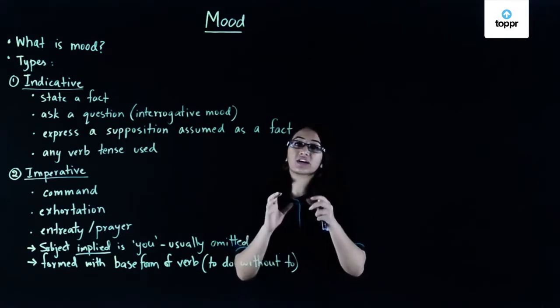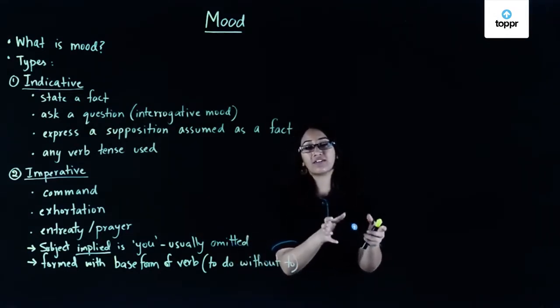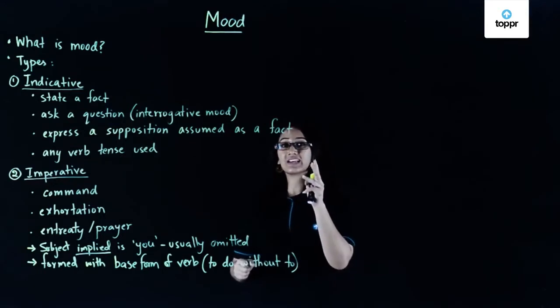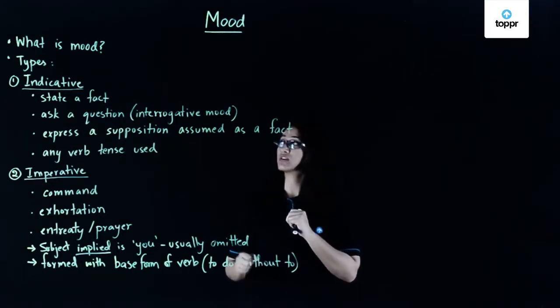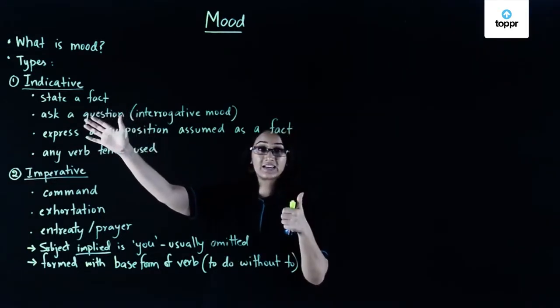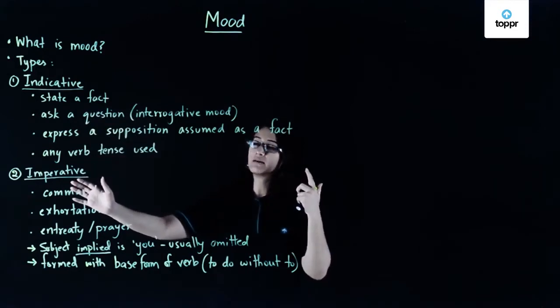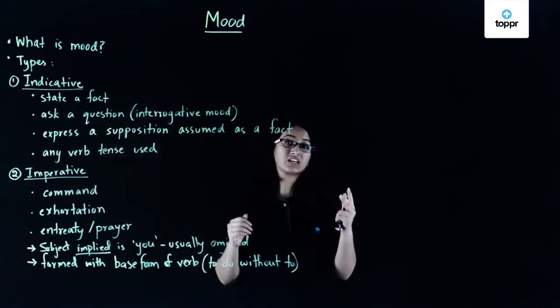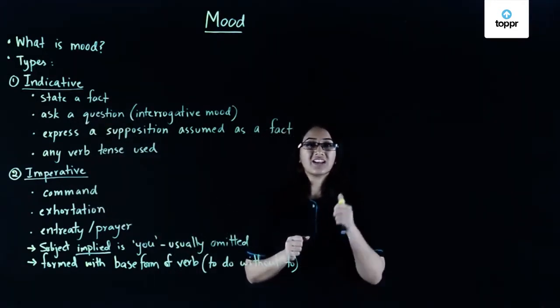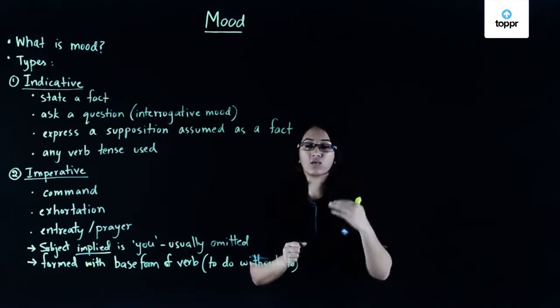Now let's take a look at the types of mood that we have in English. There are basically three kinds of moods. Number one, indicative moods. Number two, imperative moods. And number three, subjunctive moods. Now let's take a look at them one by one.